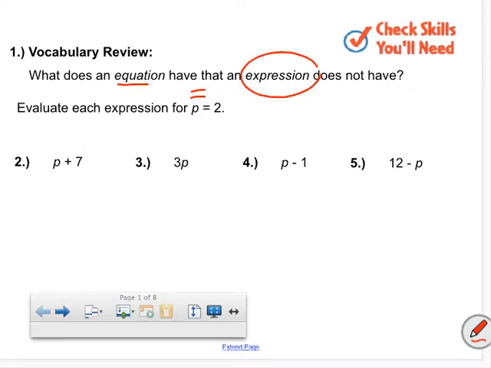An expression, there's two types of expressions. What are the two types of expressions? Can somebody tell me one of the types? Lola? Algebraic. An algebraic expression. Okay, that's one of them. What's the other one? Who's got the other one? Anissa? Numerical. Numerical expression.